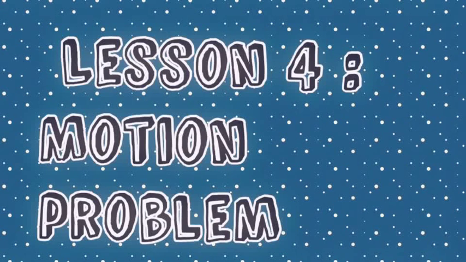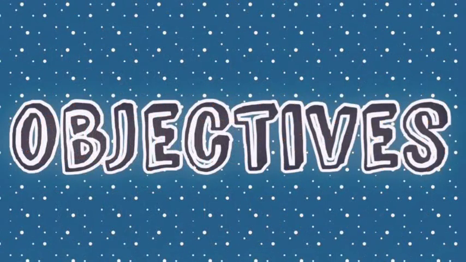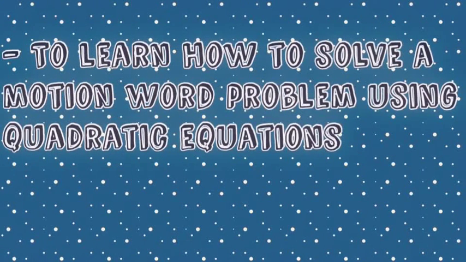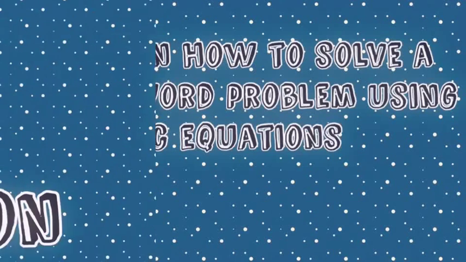The lesson for today involves solving motion-related problems. Let me show you the objectives we have to achieve in learning the lesson today. The first objective is to review the 5-step solution in solving word problems using quadratic equations. To learn how to solve a motion word problem using quadratic equations is our second objective.